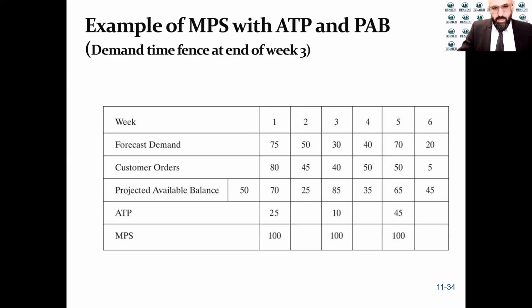Now moving into the second period, we have 70, which is enough to satisfy the demand. The demand is 70, 50, or 45. Since we are already inside the demand fence of week 3, we're going to go with the customer orders. Now that will leave you with 25. So 70 minus 45 gives you 25. Now for the third period, we don't have enough to satisfy the demand. So we have to issue an MPS of 100, so we have a total of 145.